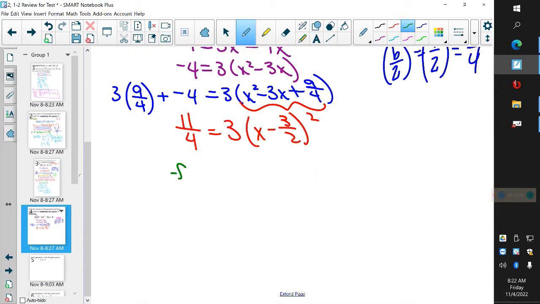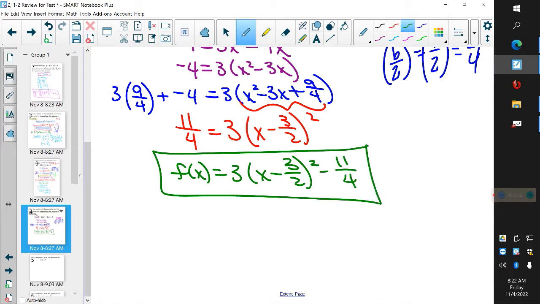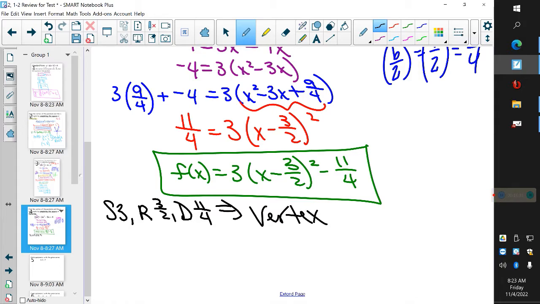I'm going to take that over, so I have f of x is equal to 3(x - 3/2)² - 11/4. This, ladies and gentlemen, is vertex form. What is happening to this parabola? It's going right. Stretch 3, right 3/2, down 11/4, which means my vertex is going to be what?